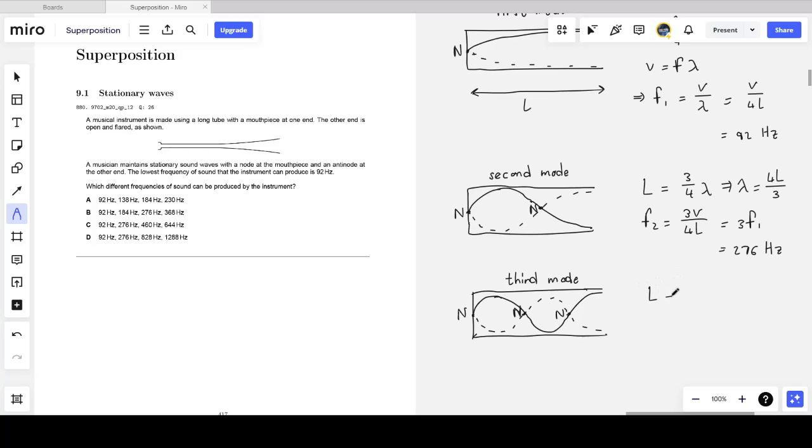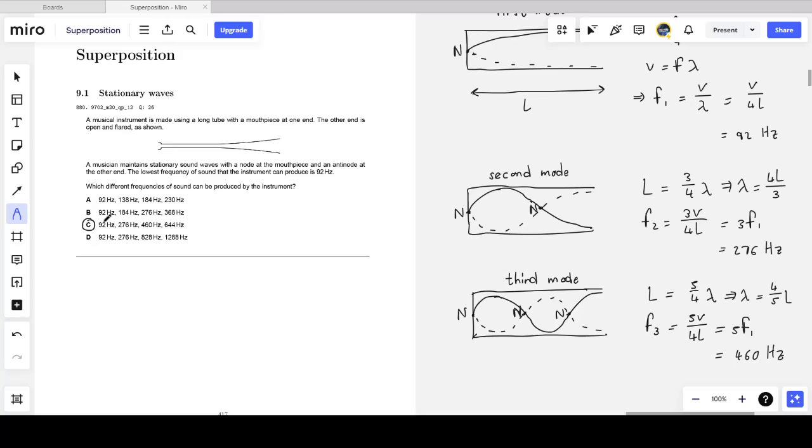And the length here, now we have 1 complete wavelength and then 1/4 of another wavelength. So 1 1/4 is 5 over 4 lambda. And this means that the wavelength lambda is 4/5 of the entire length of the tube. And so the third frequency, the second overtone if you will, is 5V over 4L. But look at that, that's 5 times the fundamental frequency. That's 5 times 92, and this would be 460 Hertz. So the third one must be 460 Hertz, which means now we can definitively choose option C as our answer.